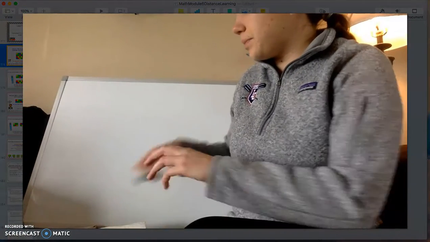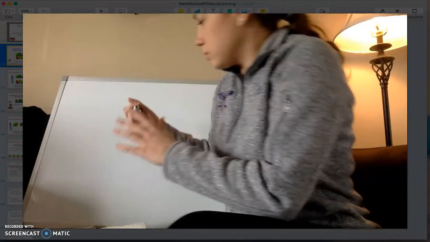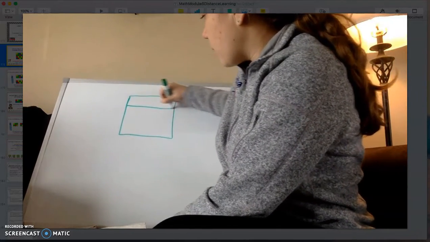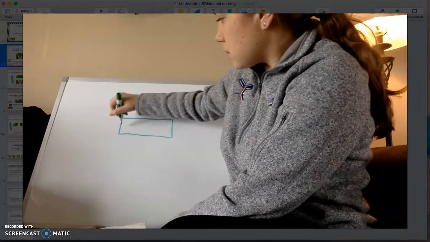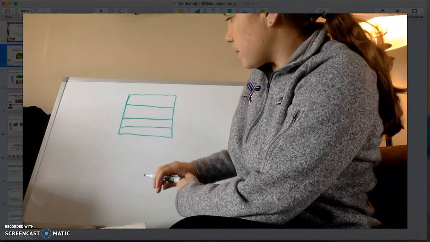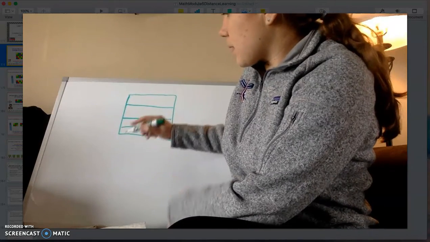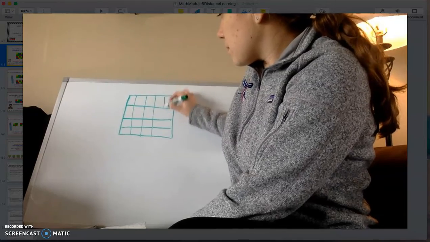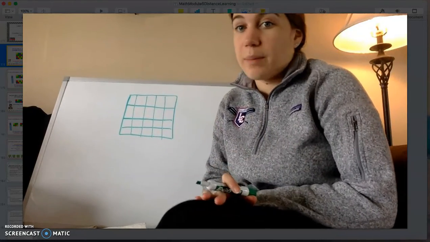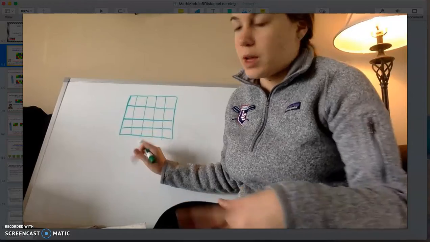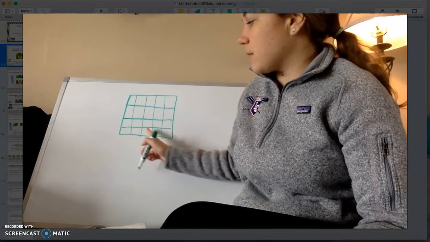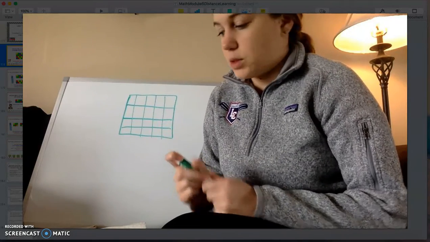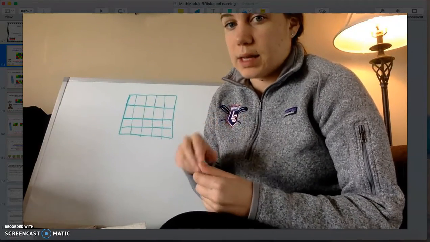So in our rectangle, we had 4 rows of 5. So I did it really quick. I know that you probably wouldn't be able to do it that way, but I just wanted to get this up here for you. I have 4 rows of 5 squares in each row. They want us to break this up so that it's 2 separate rectangles.